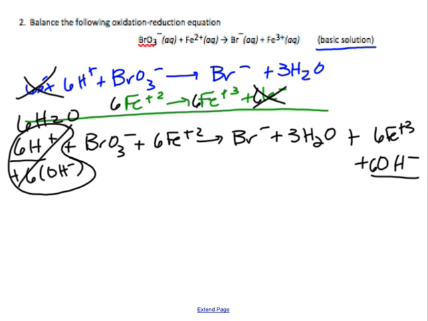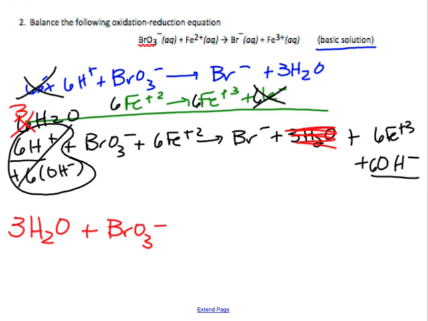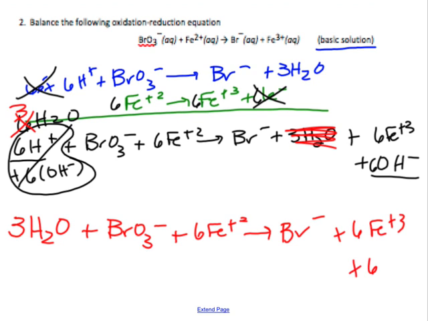But the only bad thing now is we have to clean house again because we have waters on both sides. Can't have that. How many am I going to get rid of? 3. So I get rid of all these waters, leaving me with 3 waters on this side. So my final equation is 3 waters plus a bromate plus iron plus 2, 6 of them, gives me a bromide plus 6 iron plus 3s plus 6 OH-. The only reason I put that in parentheses is people think it's 60 H- instead of 6 OH-.